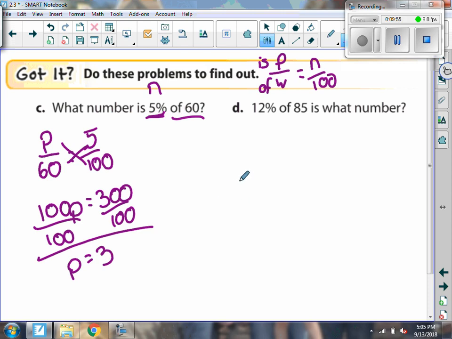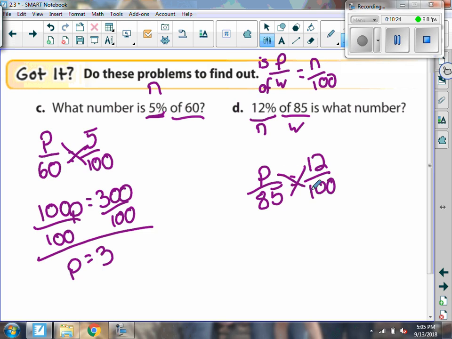Okay, and letter D, 12% of 85 is what number? So my 12 has a percent with it, so it has to be my percent. My 85, does it go with "is" or does it go with "of"? If it went with "is," I would have no number to go with "of." So that means it has to go with "of." So that's going to be my whole. So I'm trying to find my part when my whole is 85 and my percent is 12.